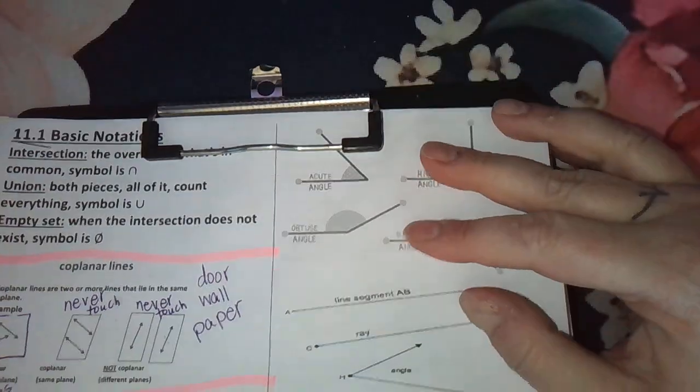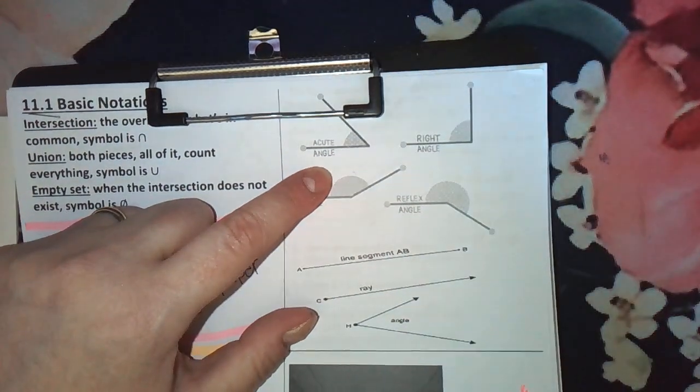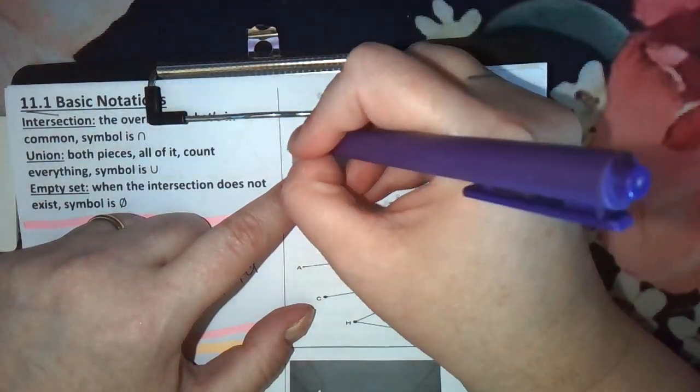Okay, let's keep going. At the top right, we have an acute angle. An acute angle is less than 90 degrees.